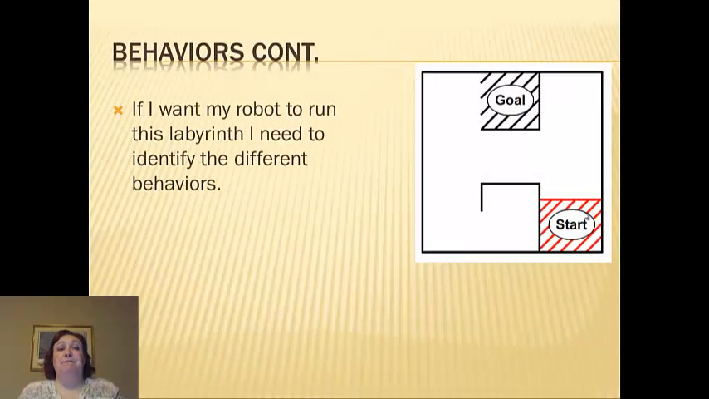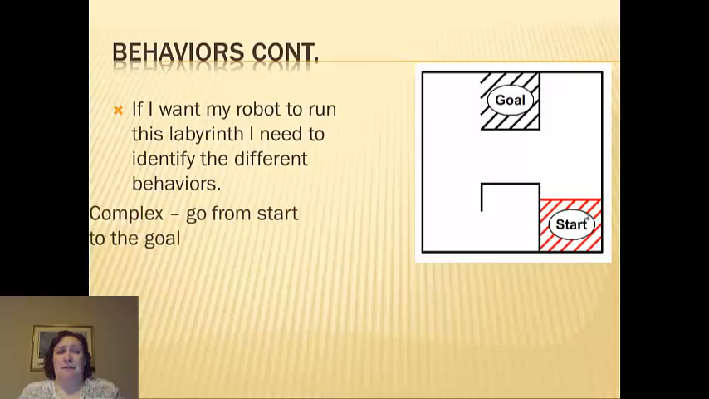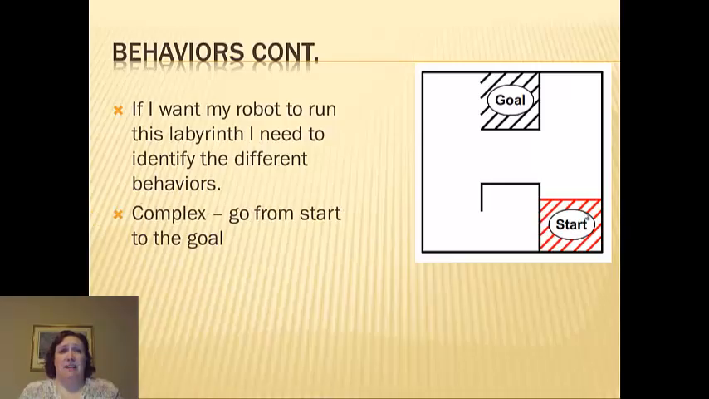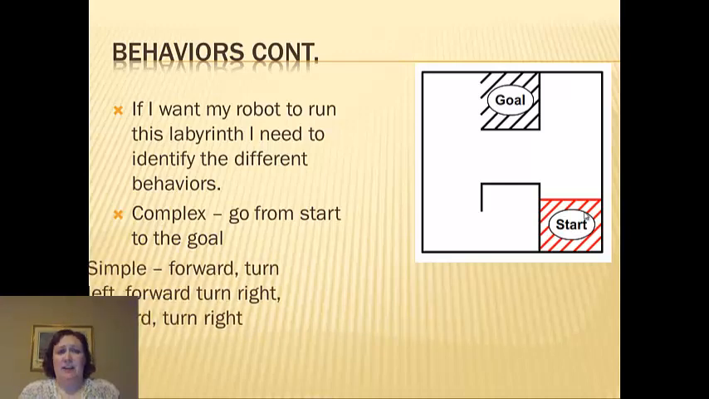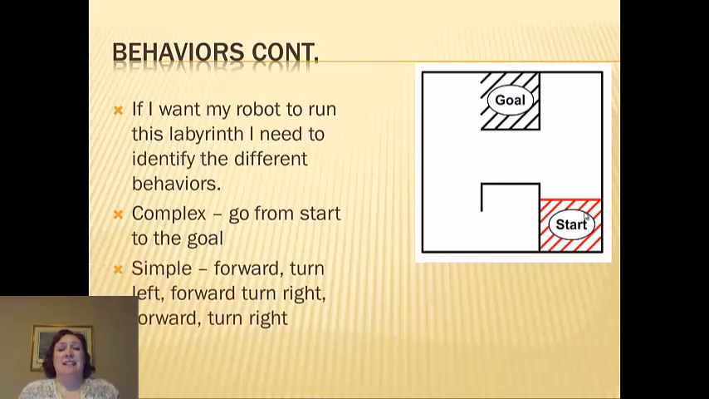So I want my robot to run this little labyrinth. I need to identify the different behaviors. First thing, complex, go from the start to the goal. Complex: I want you to go down 20 feet down this hallway as fast as humanly possible. Those are complex behavior. Simple would be forward, turn left, forward, turn right again to go into the goal, right? Those would be the things I would actually type in my pseudocode.